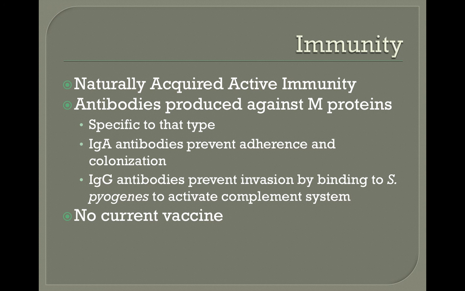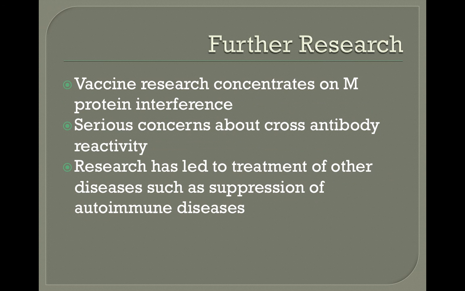This is also why kids are so susceptible to strep, because they're likely exposed to so many different types. And as an adult, you have built up immunity to all those different types. There are a few vaccines being worked on that concentrate on the M protein interference, but there are serious concerns about the cross antibody reactivity. However, research on S. pyogenes has led to treatment of other diseases, such as the suppression of autoimmune diseases.